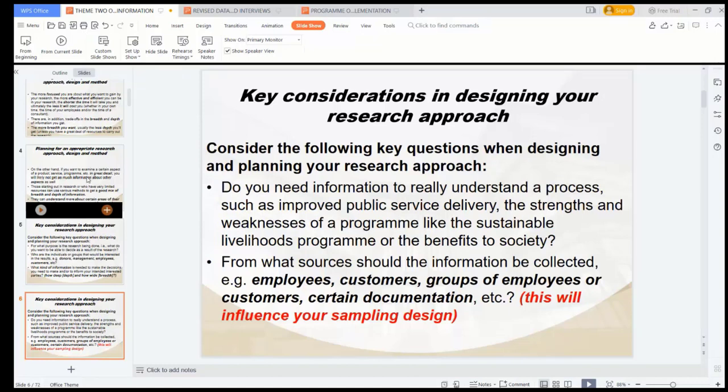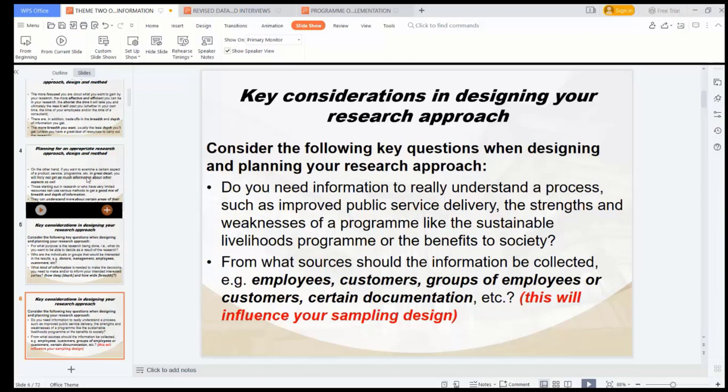Do you need information to really understand a process, such as improved public service delivery, the strengths and the weaknesses of a program like the Sustainable Livelihoods Program, or the benefits to society? Do you need information just to understand that? From what sources should the information be collected? You can collect information from employees, customers, groups of employees, or groups of customers, or from documentation. And we've already said that we might be having target groups, and you might find that the target groups even become sources of the information.